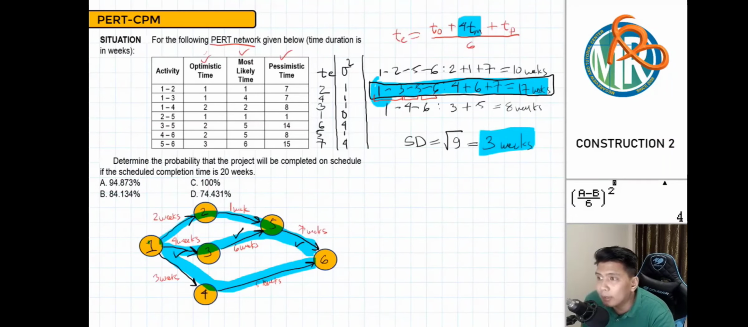For our last item, tanong po sa atin dito, determine the probability that the project will be completed on schedule if the scheduled completion time is 20 weeks. So you notice, this problem, it is asking for probability. So sir, bakit yung probability yung topic natin sa construction? And again, this is PERT na topic. So si PERT, this is the probabilistic na model. So it can give you a probability or chance na compute mo yan kung when matapos yung project mo.